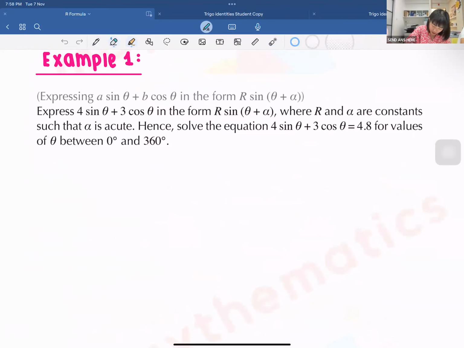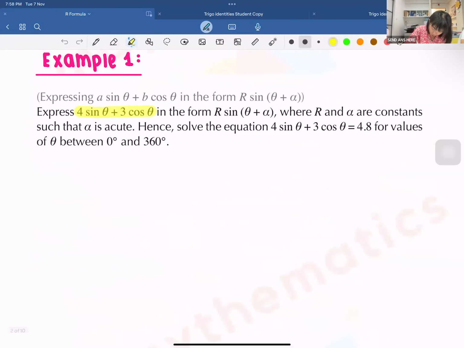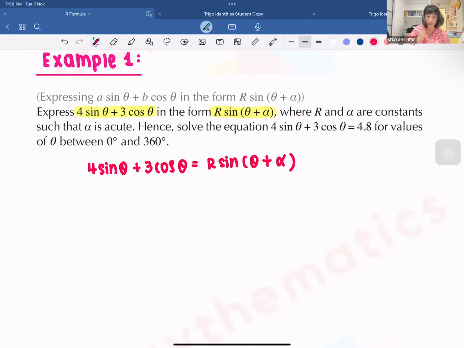Number one, express 4 sine theta plus 3 cosine theta in the form of R sine theta plus alpha. Can you see this R formula? Okay. So first step, let's write it out. Okay. 4 sine theta plus 3 cos theta equals R sine theta plus alpha first. Okay, you write this down for me first. Okay, done, right?